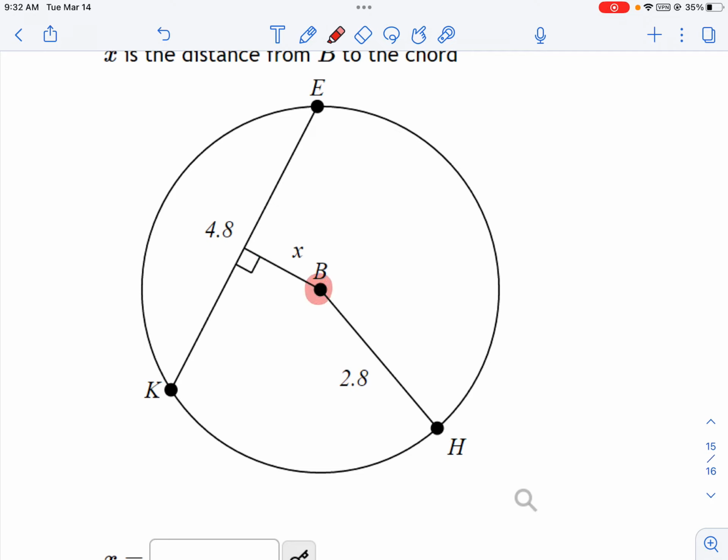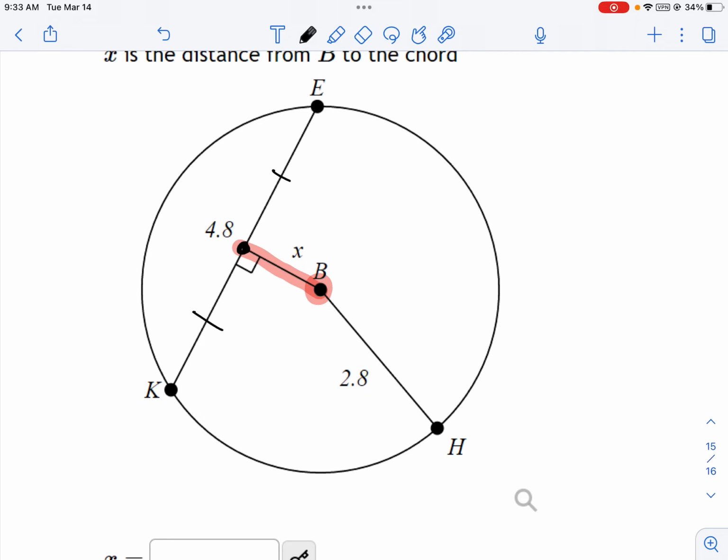Whenever you have any kind of line segment or radius coming from the center of the circle and moving out, when it intersects at a right angle, that intersection point is what we call the midpoint, meaning that the length from K to that midpoint is the same distance from that midpoint to E. So if that was like 7, that's 7. They're always going to be the same length.